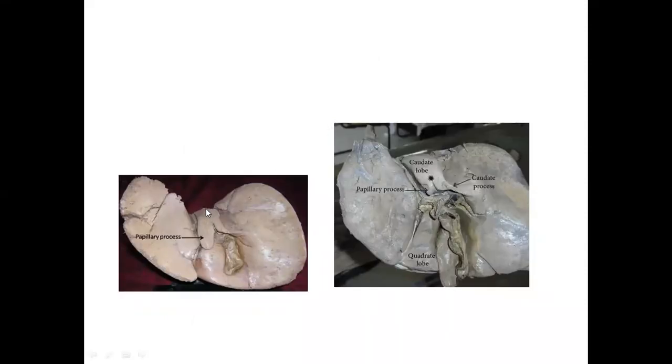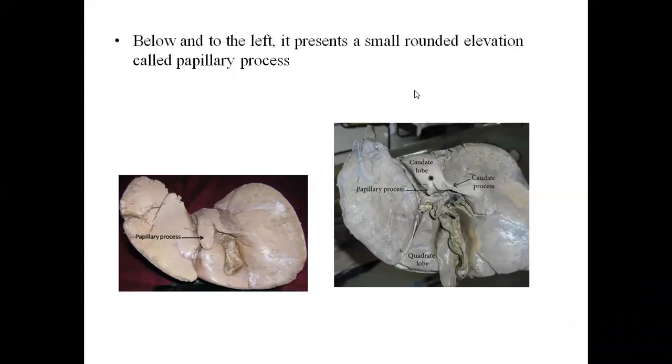Again, the caudate lobe can be seen, posterior view. Caudate lobe connected to the right lobe through caudate process. But below and to the left, it presents a small rounded elevation called papillary process. So there are two processes of caudate lobe: a caudate process that is going to the right lobe, whereas another small process which is seen on the left side, and that is papillary process. In some livers, we can see the papillary process enlarged. It is not abnormal, but normally we can see this phenomenon.